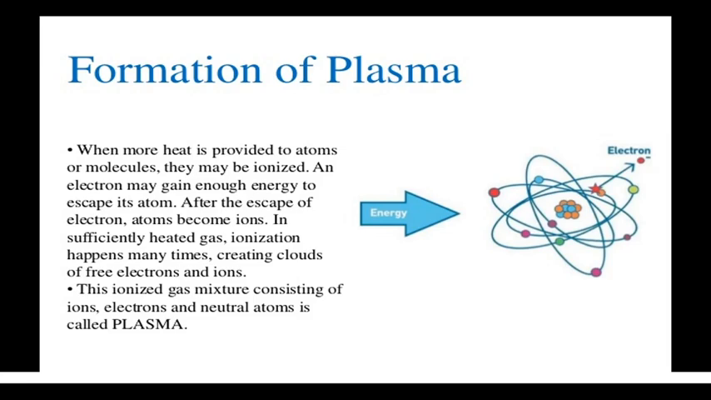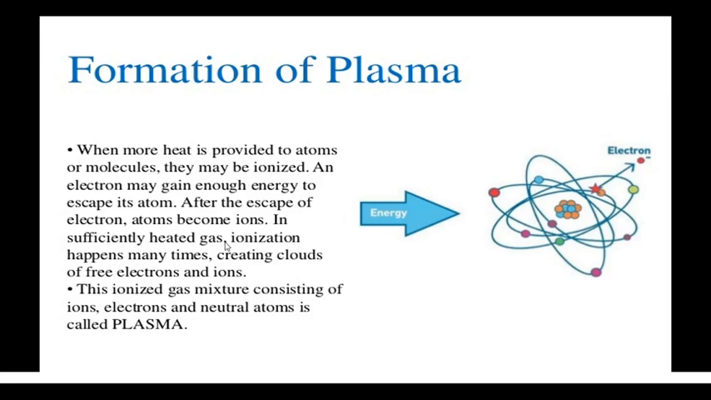Now, how is plasma formed? What happens when we provide heat to an atom or molecule? The atoms get more energy, isn't it? So they may be ionized, so that the electrons may be ejected out. Here you can see a picture. On getting more energy, the electrons are ejected from the atom, so that the atom gets ionized. The atom becomes a positively charged ion. So after the escape of the electron, the atom becomes an ion.